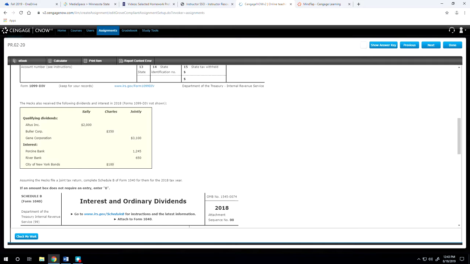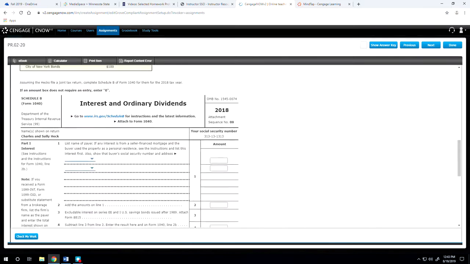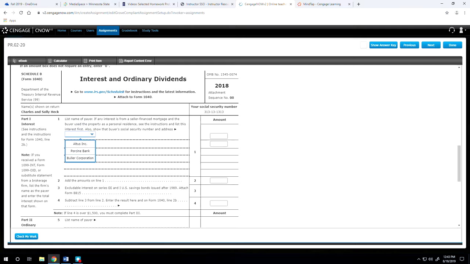We know that that interest is tax deductible, or sorry, not tax deductible. I used the wrong word. Excluded from gross income. So this $100 here, we don't have to do anything with, but we do need to do something with these other two interest amounts. So first we have interest from Porcine Bank. That is $1,245. And then there was some interest from River Bank. That is $650.